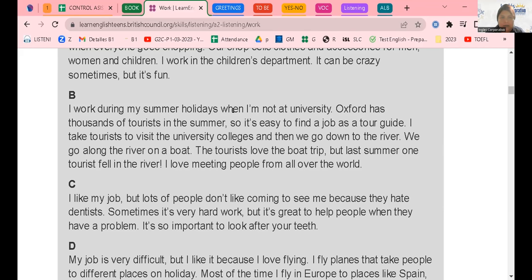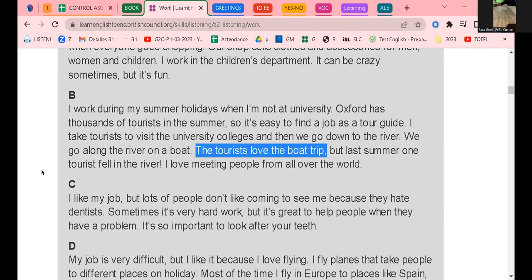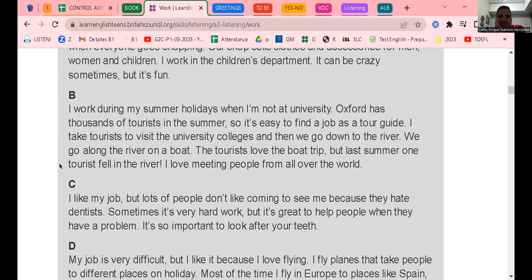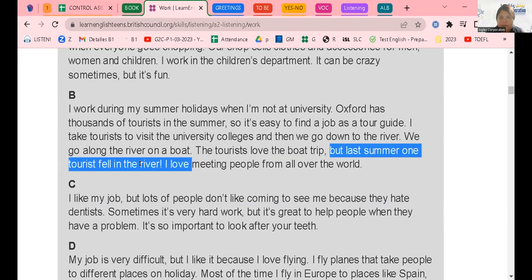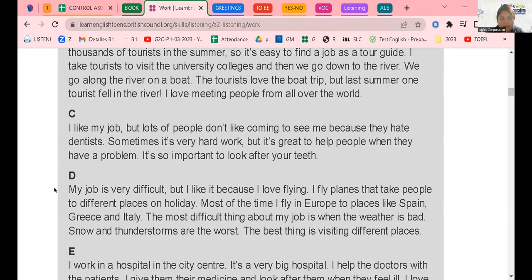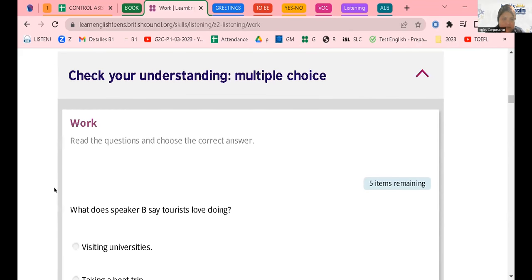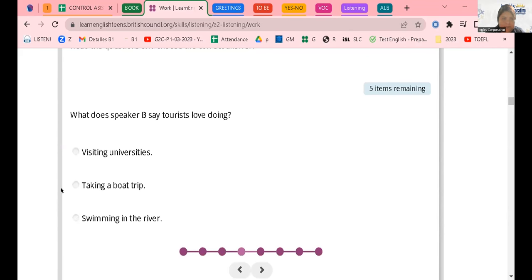Look at this. I take tourists to visit the university colleges and then we go down to the river. We go up along the river. Tourists love a boat trip. And what happened last summer? One tourist fell in the river. ¿Qué pasó con un turista? Se cayó. Okay. So what is the answer? Taking a boat trip.